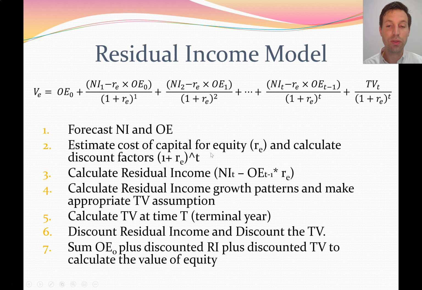Step two, estimate the cost of capital for equity and calculate the discount factors. So this r_e term is your cost of equity capital. We'll talk about how to calculate that in a future topic. Step three, calculate the residual income. The residual income refers to this top part of the formula here. So you've got your net income forecast, you've got your cost of equity capital, and you've got your owner's equity for year zero or owner's equity forecast into future years here. So it just means put the numbers into this top part, this numerator, and click enter and figure out what your residual income is for each year. Okay, so getting that top part of the formula.